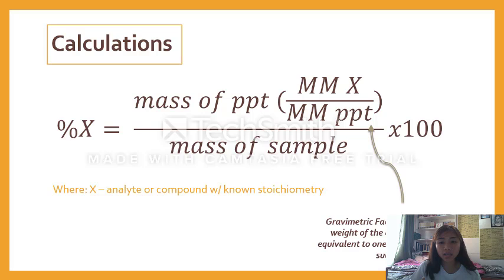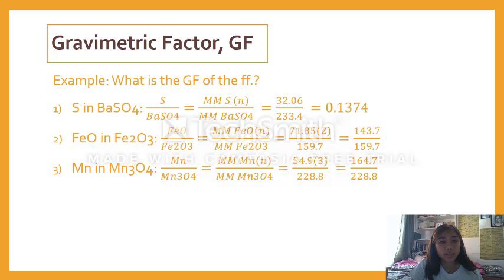For me, in the gravimetric method, the gravimetric factor is the relationship between your analyte and your precipitate. So to understand this better, let us see some examples. As I said, it is the relationship between your analyte and your precipitate. For example number 1, what we want to find is sulfur, and our precipitate is barium sulfate.